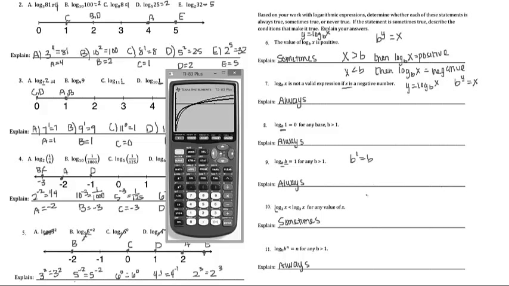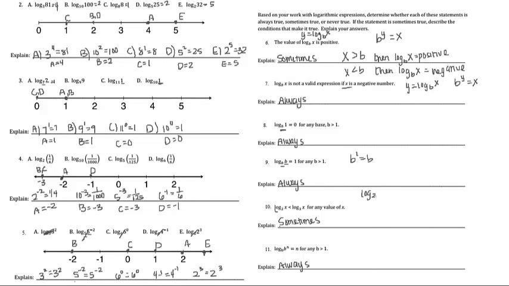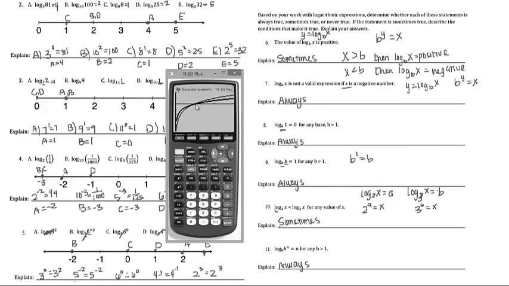Now why would that be? Well, think about it. Let's say that log base 2 of x is equal to a, and log base 3 of x is equal to b. Well, we could write these as 2 to the a is equal to x, and 3 to the b is equal to x. Well, we noticed in the graph that when x equals 1, they're equal to each other.